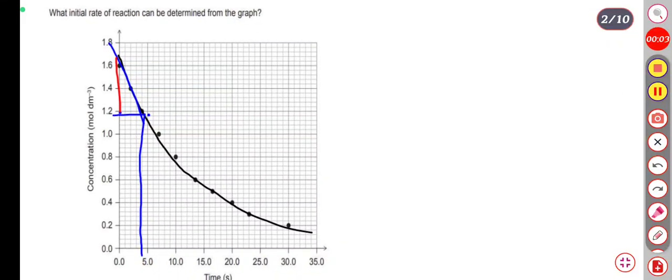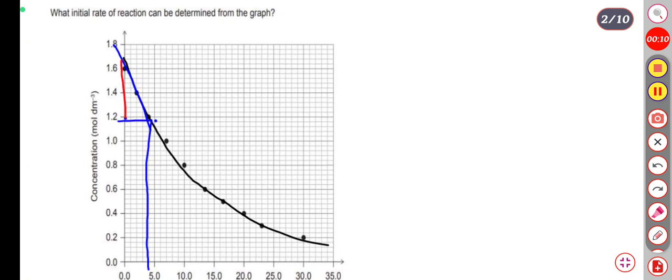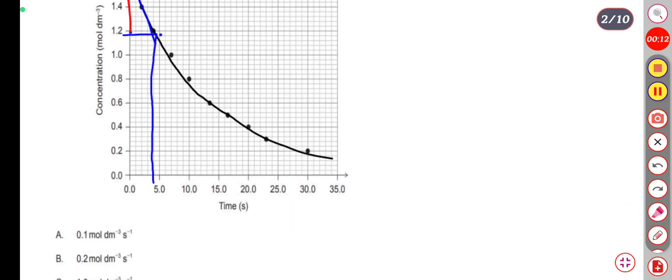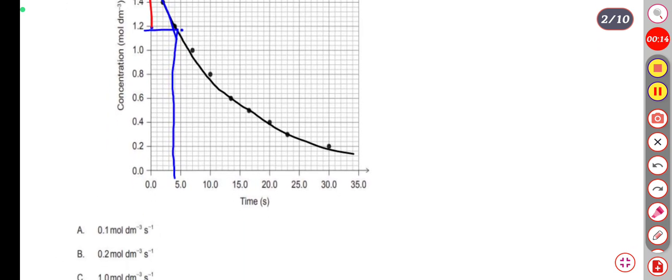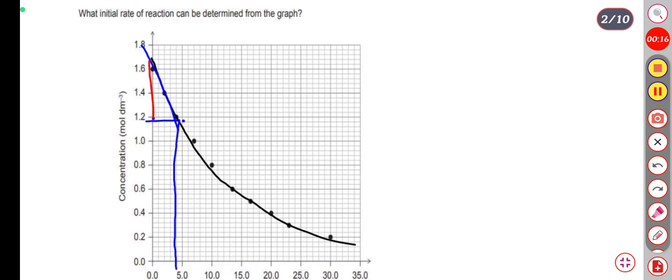In this video, we are going to see a few MCQ questions asked in IB past papers. The first question is about what initial rate of reaction can be determined from the graph. They have given the graph, and from the graph we have to find out the initial rate of the reaction. So they have given a hint: initial rate of the reaction.